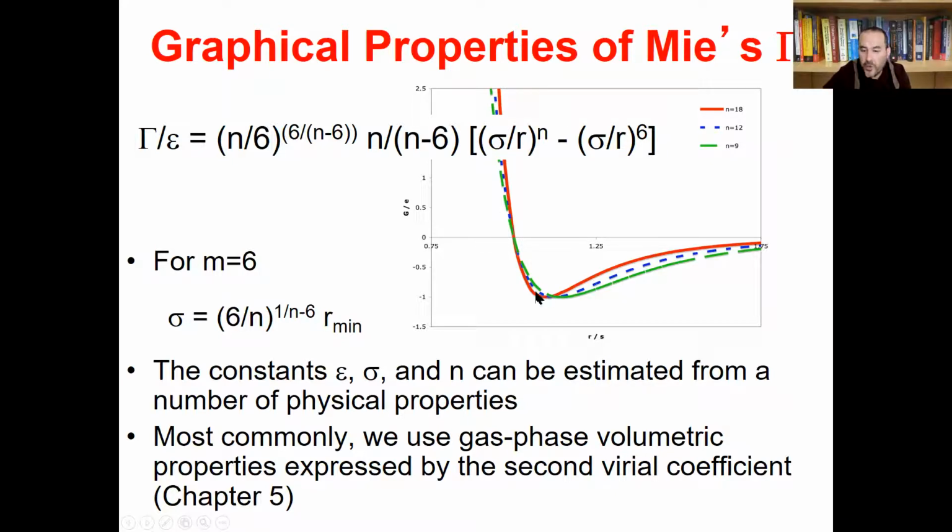If it's set at a lower value, such as 9, then it's less steep. This has an effect on the location of the minimum of the potential energy. It also has an effect on the range of the potential energy. If n is 18, which is more repulsive, then the range is shorter. But if n is 9, as you can see, it's slightly longer.